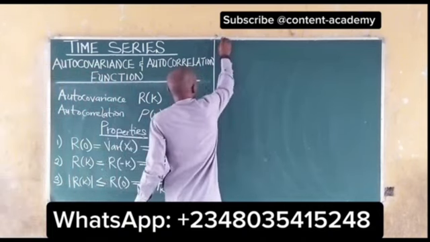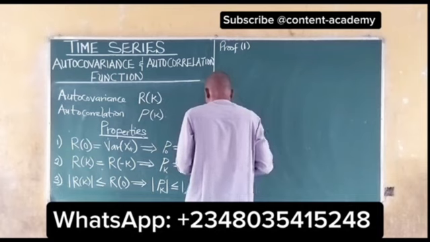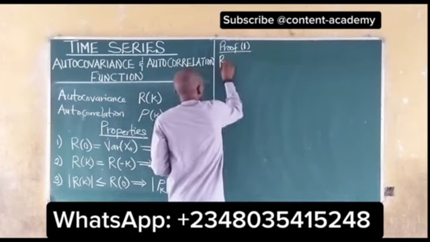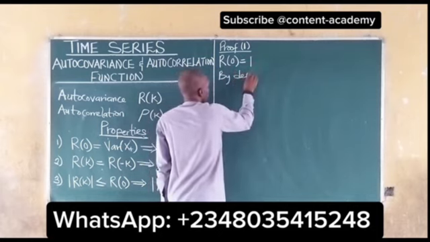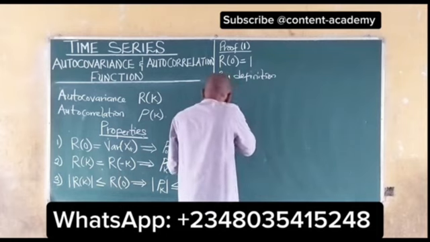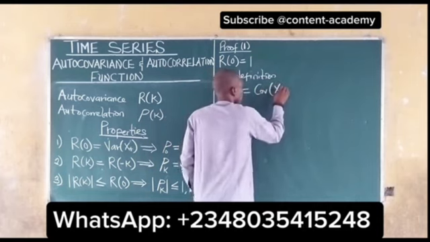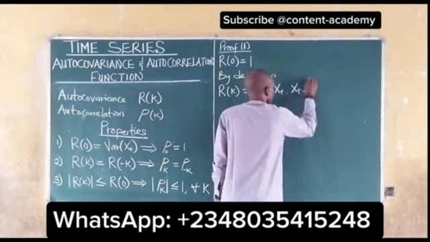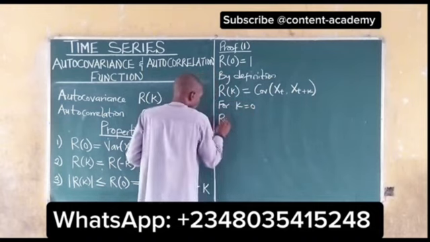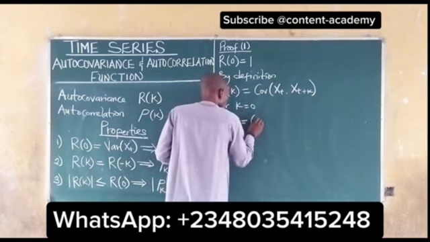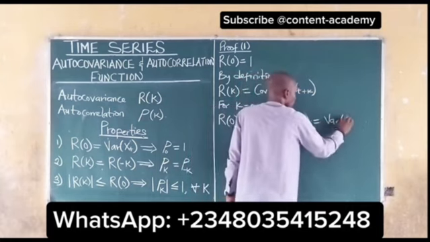So we come here, we write proof 1. The first one on our list states that R_0 is equal to 1. And by definition, R_k is equal to the covariance of x_t and x_(t+k). So we can say for k equal to 0, we'll have R_0 equal to the covariance of x_t and x_(t+k), which is equal to the variance of x_t.